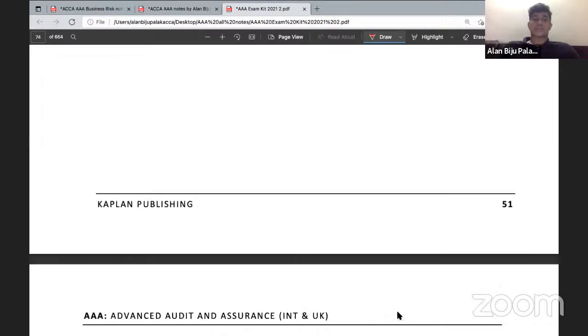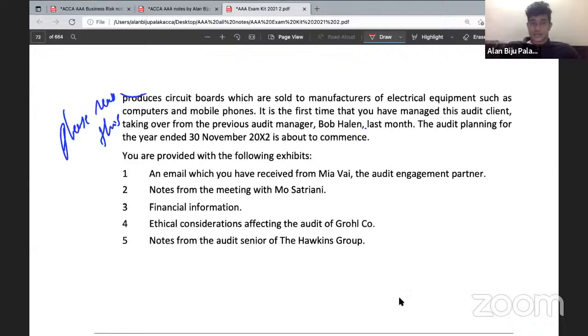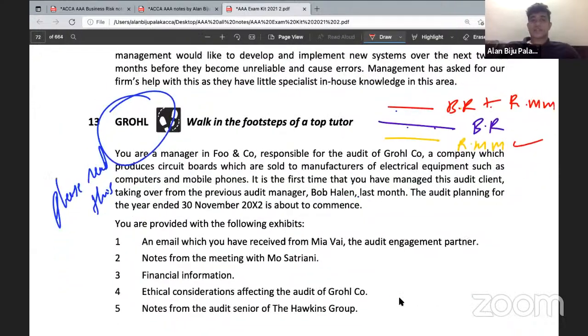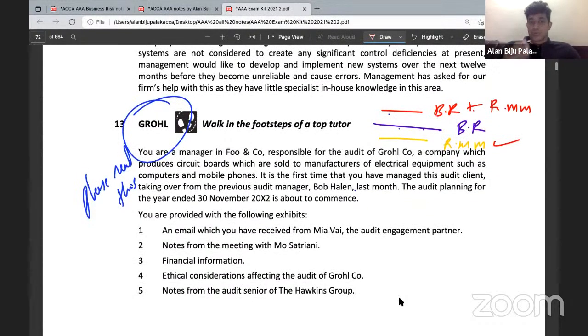So these all are the business risks as well as the risks of material misstatements in relation to the Growl company. And this will be the way in which we will be finding out the business risk as well as risk of material misstatements. While writing the points of business risk, you will be getting roughly around 1.5 marks to 2 marks for each of the business risks, but consider it as 1.5 marks itself. So if you're getting a question for 10 marks, roughly write about 6 or 7 business risks.